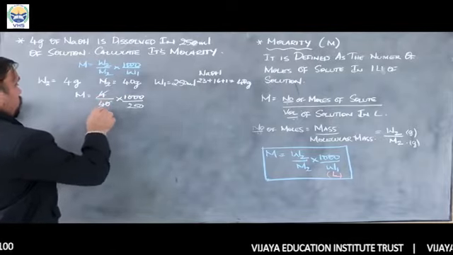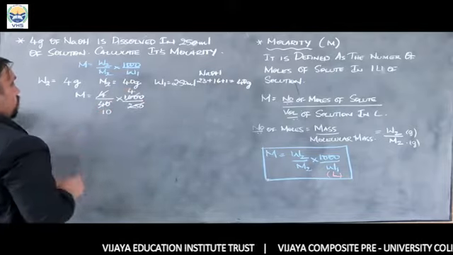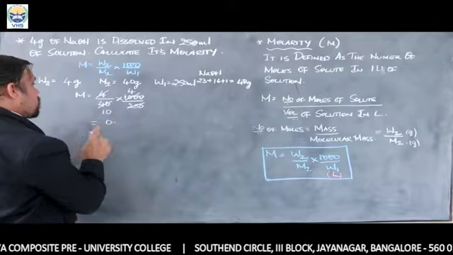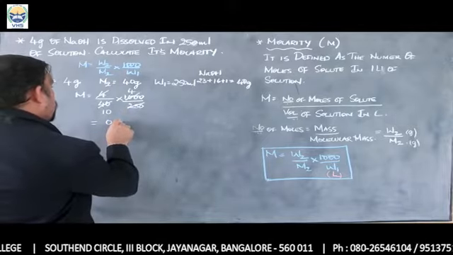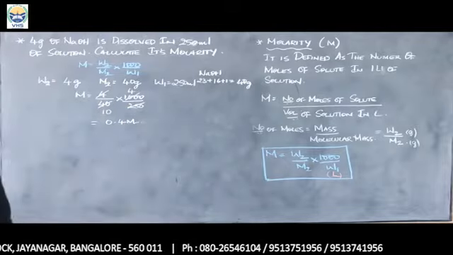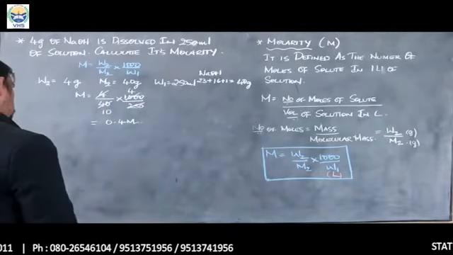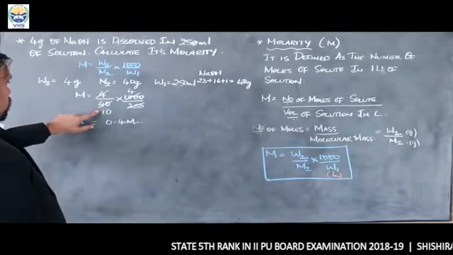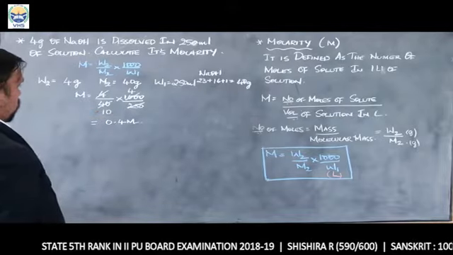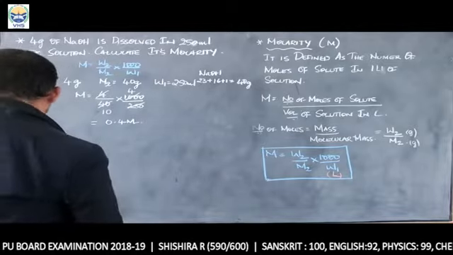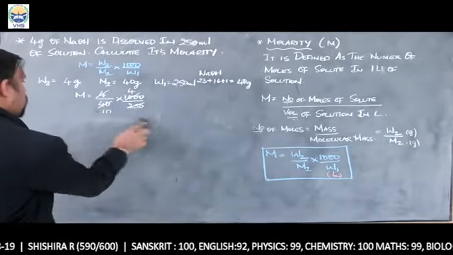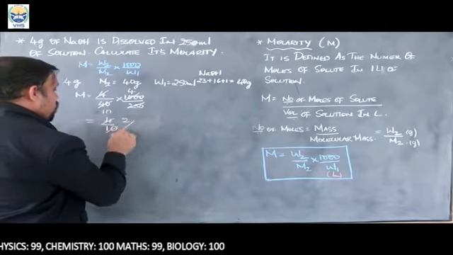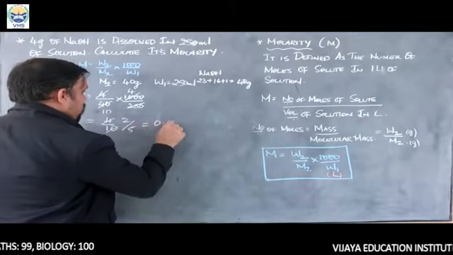Fine. 4 by 10 is 0.4 molar. Fine, it is 0.4 molar. 4 by 10, which is 2 by 5. Okay, 0.4.